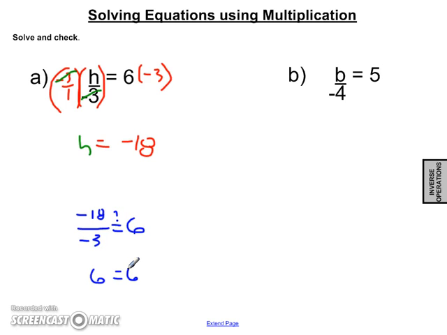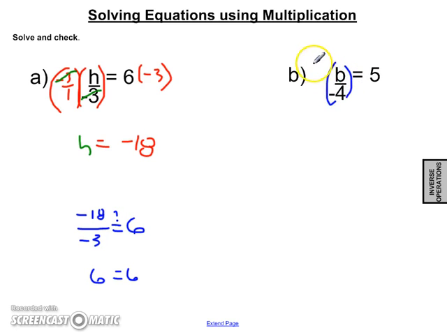We're good. Okay. My equation here: b divided by -4 equals 5. So when I look at this and I go, okay, I'm going to isolate my b here, I need to get rid of divide by -4. What is the opposite of divide by -4?